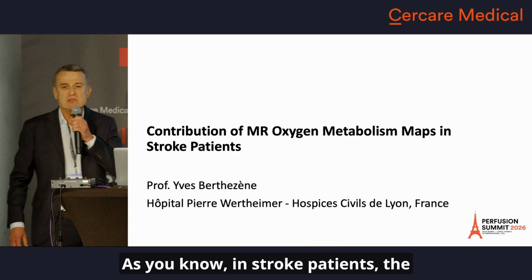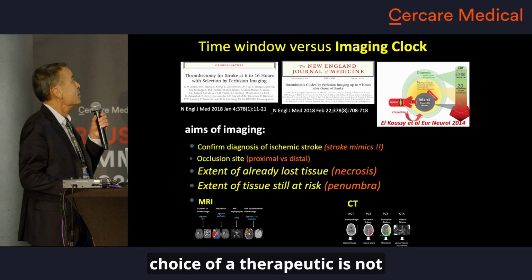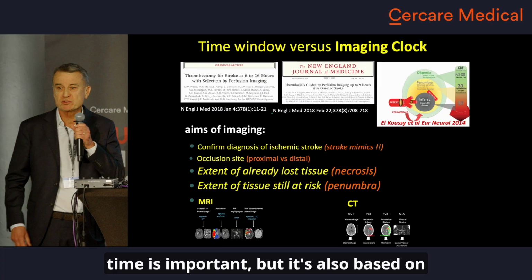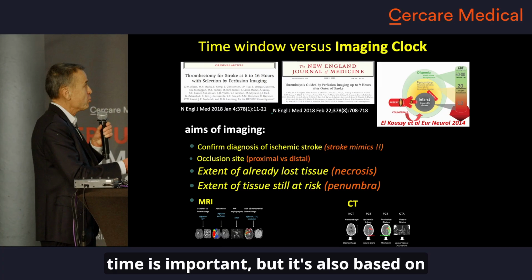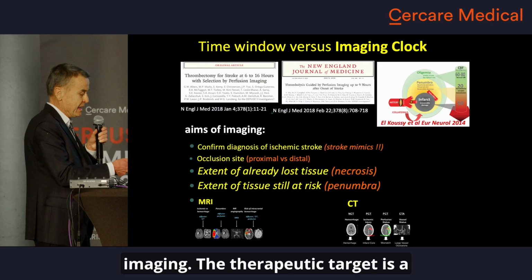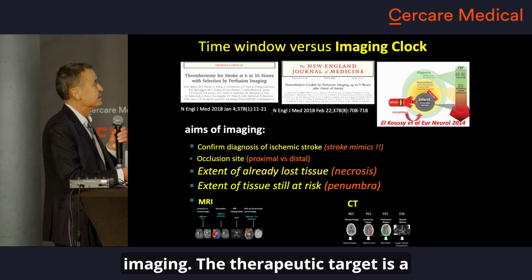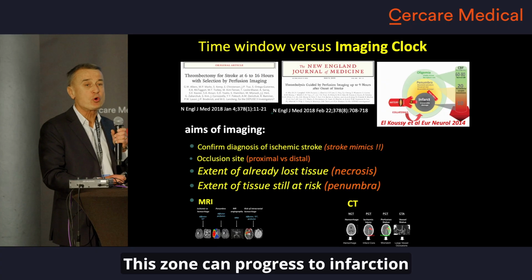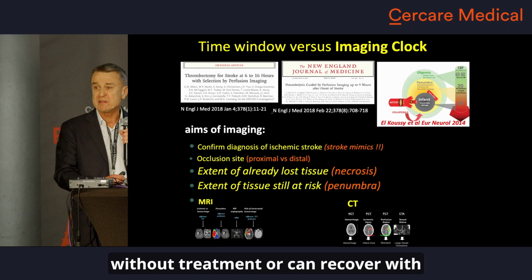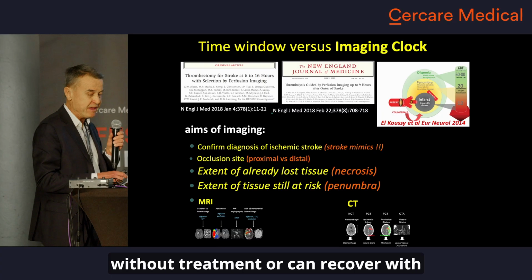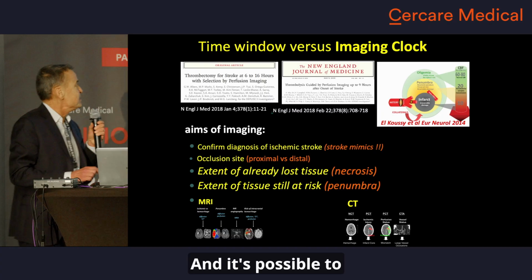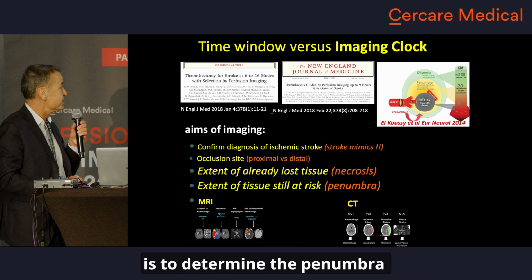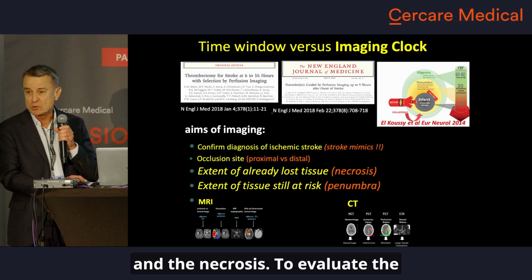As you know, in stroke patients, the choice of a therapeutic is not only based on time. Of course, time is important, but it's also based on imaging. And the therapeutic target is the penumbra in ischemic stroke. This zone can progress to infarction without treatment or can recover with effective treatment. And one of the aims of imaging is to determine the penumbra and the necrosis.